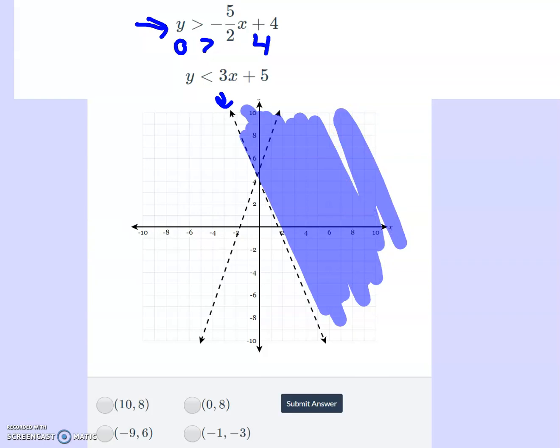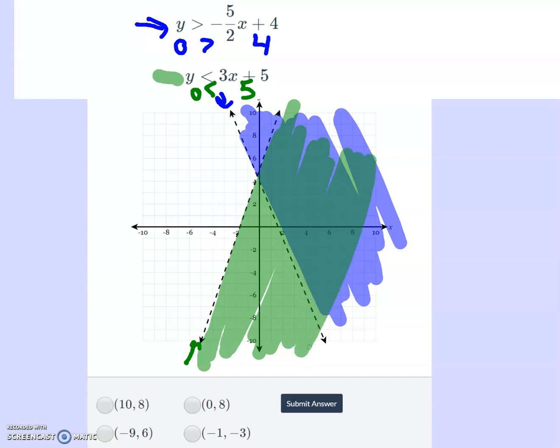Let's pick a different color here for this one. Okay, green. And let's test 0, 0 in there as well. If I put 0 there and 0 right here, 3 times 0 is 0 plus 5 gives you 5. Is it true that 0 is less than 5? Well, yeah. So this one right here, the green one, is going to be shaded toward the point 0, 0 because 0, 0 worked. So let's get some green shading going here. Shading toward 0, 0.